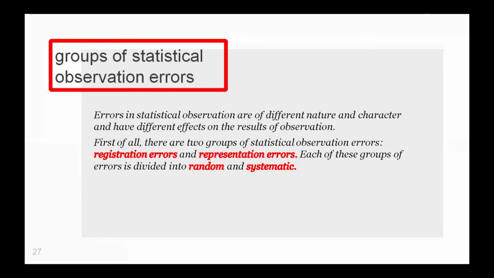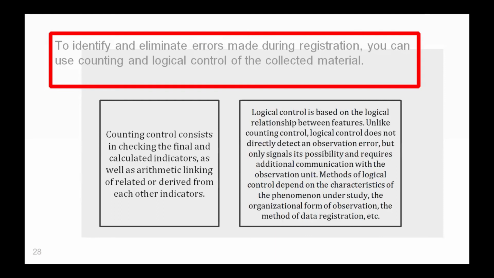Errors in statistical observation are of different nature and character and have different effects on the results of observation. First of all, there are two groups of statistical observation errors: registration errors and representation errors. Each of these groups of errors is divided into random and systematic. To identify and eliminate errors made during registration, you can use counting and logical control of the collected material.